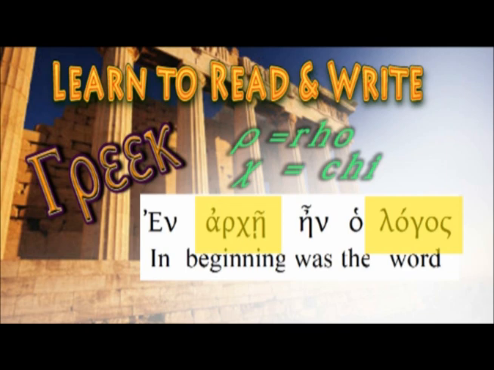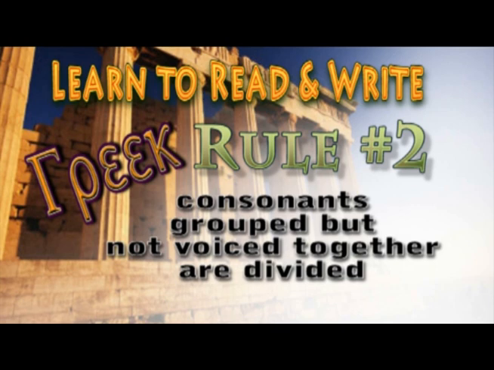The key is equivalent to the English letter K. And we know that the letter that follows key is the eta. If we were to put the key and eta together, it would be pronounced as K. So this word beginning is RK. Notice how I divided the word right down the middle, RK. Consonants that are grouped together but not voiced together are divided. In our example, rho and key are not blended, they're not voiced together, so therefore they are separated.